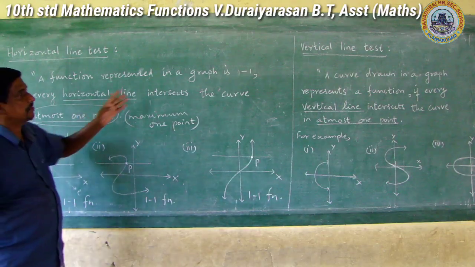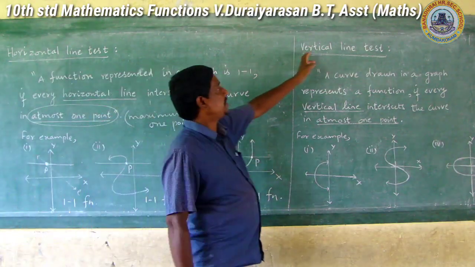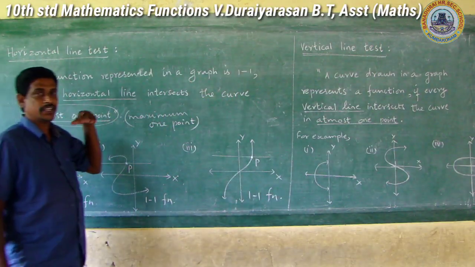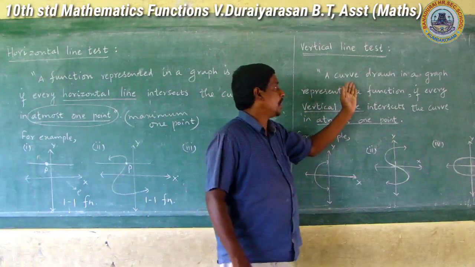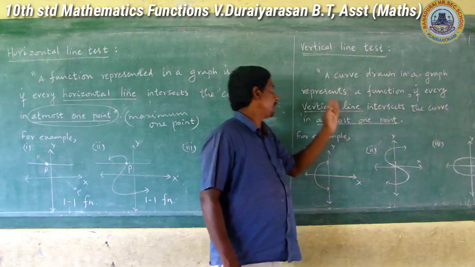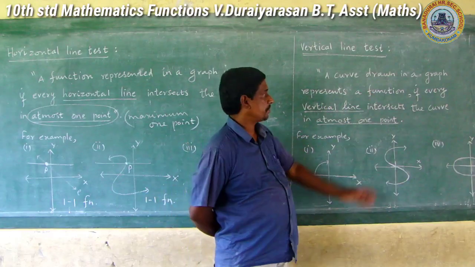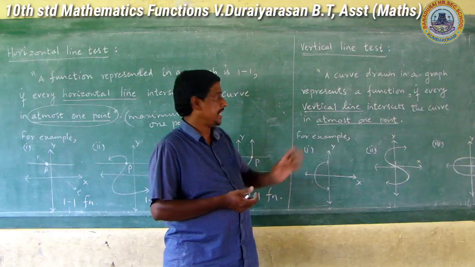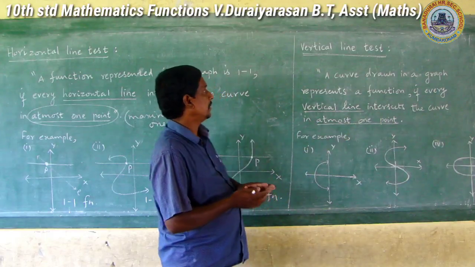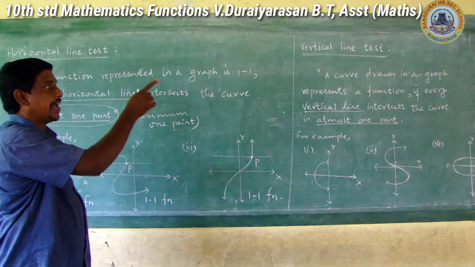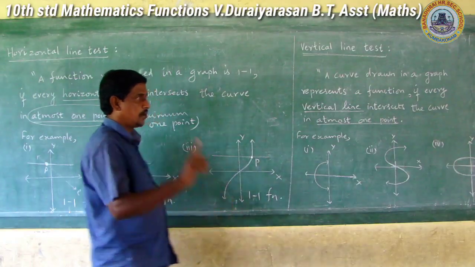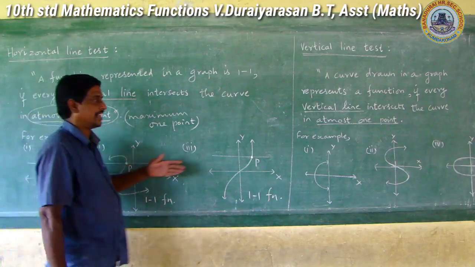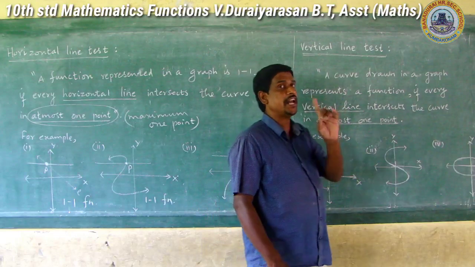Okay. Next, we are going to the vertical line test. It is similar to the horizontal line test. What is the condition, sir? A curve drawn in a graph represents a function if every vertical line intersects the curve in at most one point. What is the difference between the horizontal line test and the vertical line test? Only one difference: there we draw a horizontal line, here we draw a vertical line.